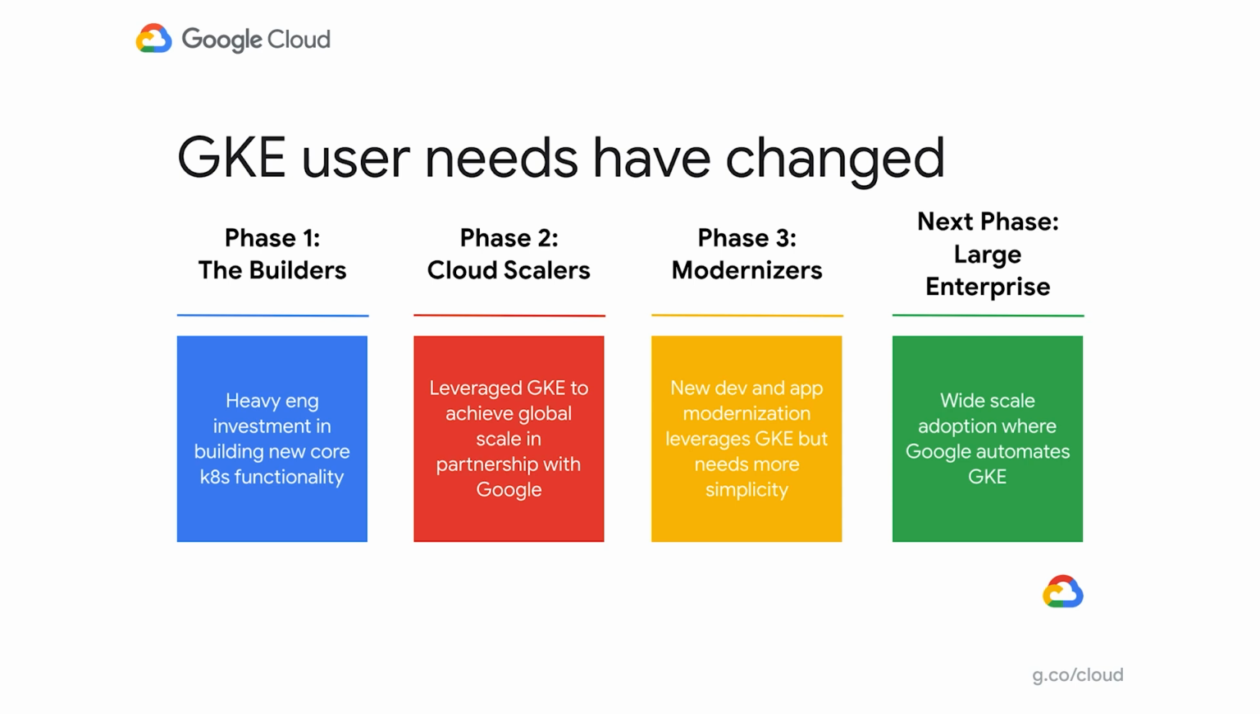Rather than having 50 different options to do something in full choice, they want to have it a lot more automated. They want it more opinionated, and they want more help from Google, so they're not having to build it themselves. And this is where we get to the next phase of Kubernetes adoption and where we're really taking GKE.